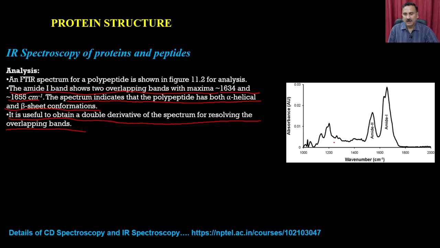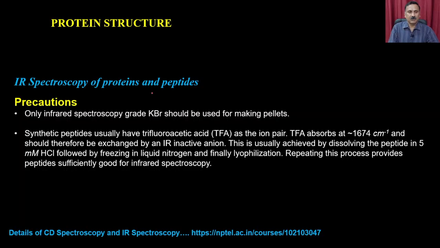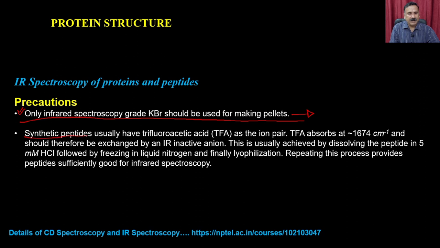Now, once you are done with the IR spectroscopy, you also have to take a lot of precautions while you are doing it. So, what are the precautions? Only IR spectroscopy grade KBr should be used for making the pellets. If you use KBr of lower grades, it is going to give you the IR spectra of interfering agents.